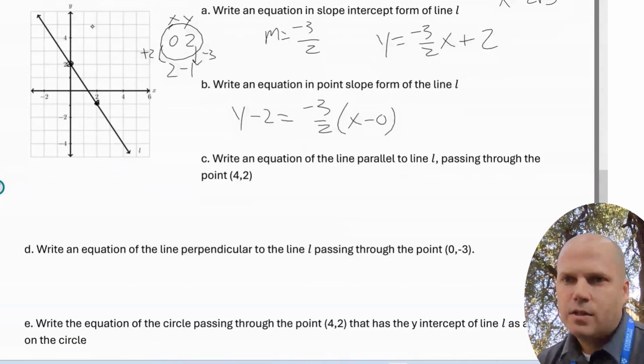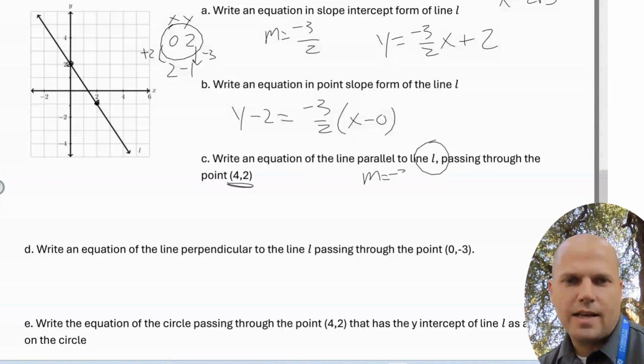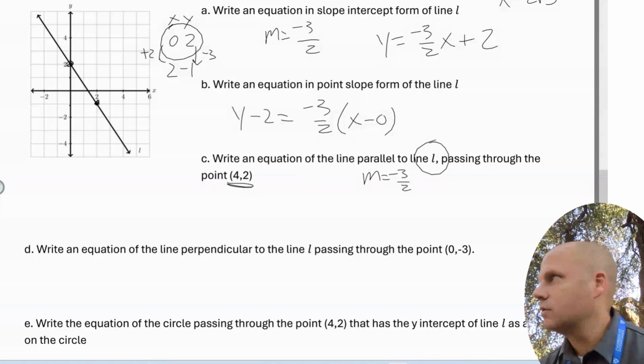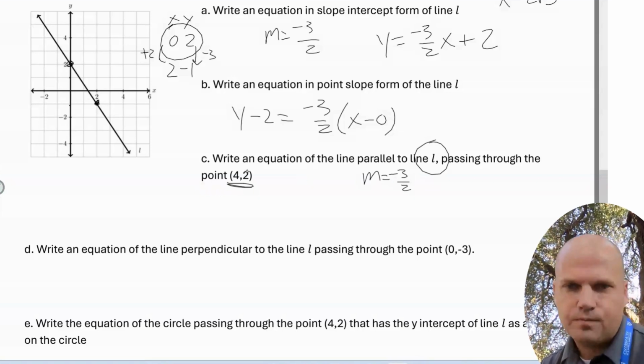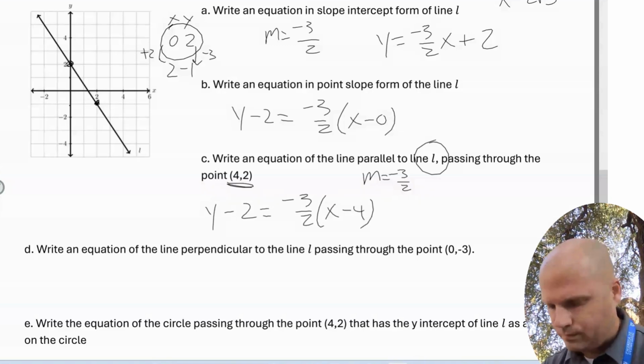Parallel lines equal slopes. If we have a parallel line passing through another point, the parallel line has to have the same slope, or else the lines will touch eventually. Y minus y1 equals m times x minus x1.